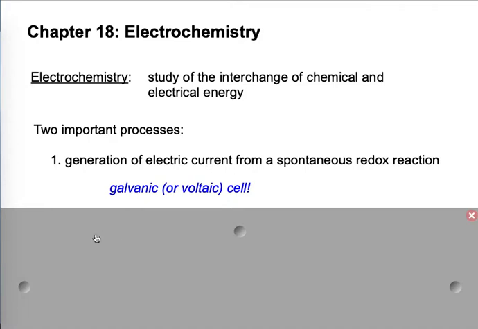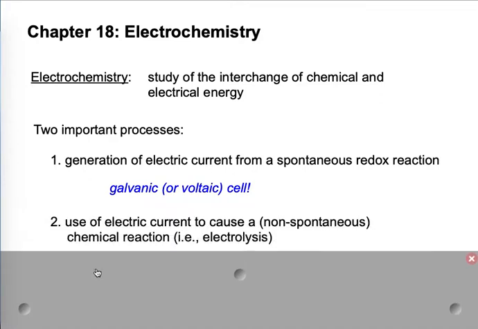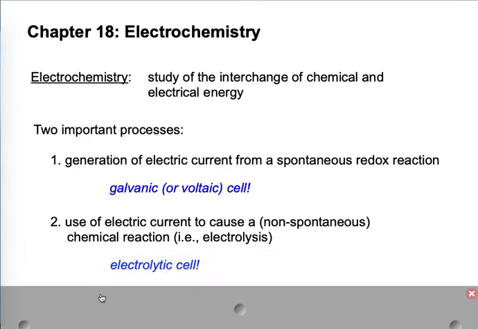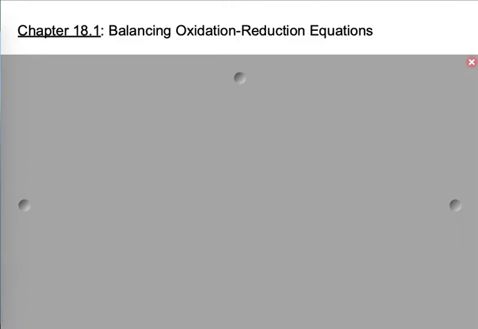The second important process is when we use an external electric current to cause a chemical reaction that is non-spontaneous to occur. That process is known as electrolysis, and the device that performs this is called an electrolytic cell. Every time you plug a device in to recharge it, you are essentially doing this process. So let's begin with our first section, balancing oxidation-reduction equations.